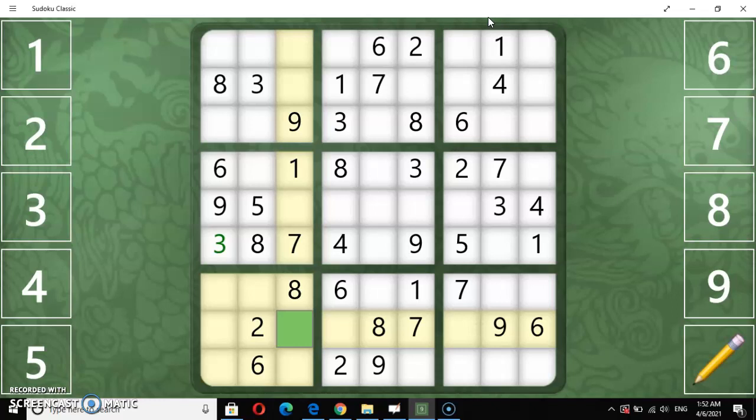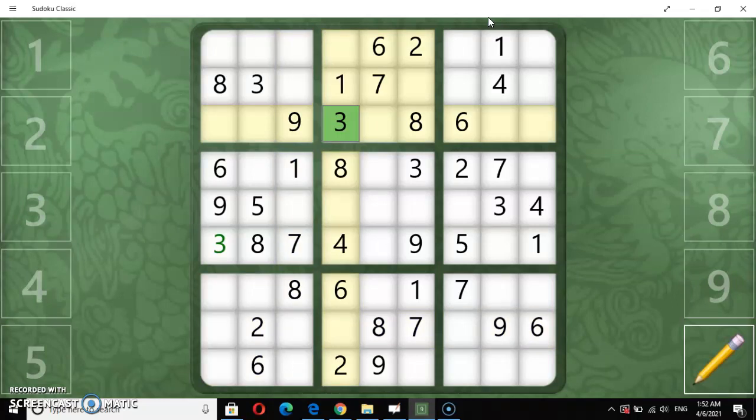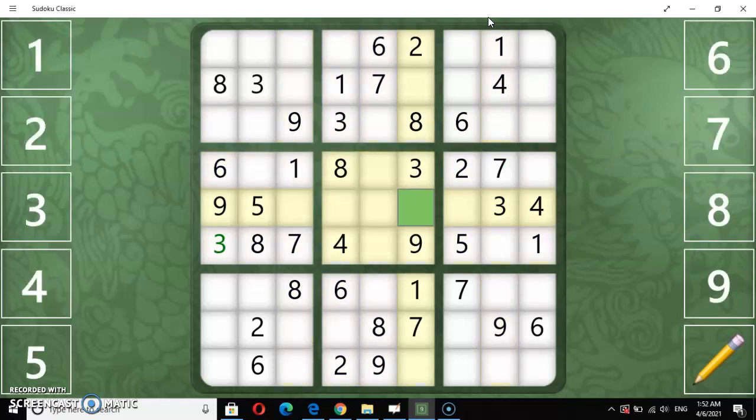Okay, then what else do we have? We have 7. Let's see, 7 here and here, first and third row. So here it will come, these are the possibilities. Here we cannot write, here we cannot, 7 is here, we cannot, 7 is here, we cannot. So this is the right place, so I can write 7 here. It is done now.